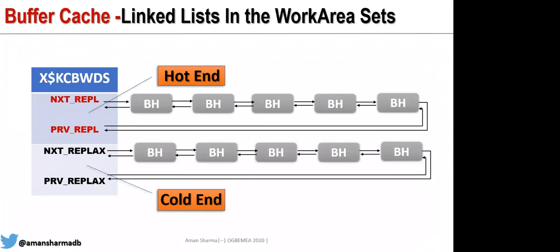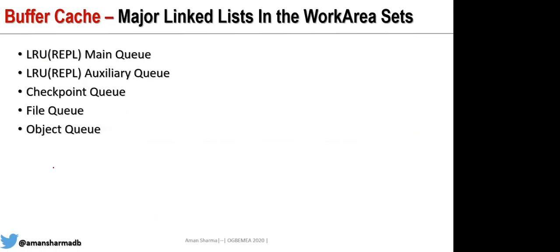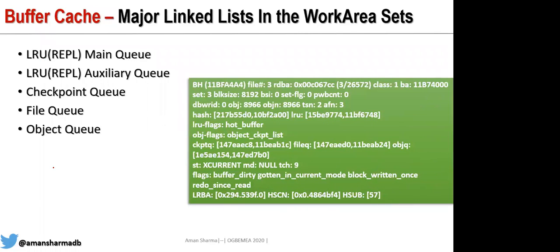Now, that brings us to a particular table. If you notice in X$KCBWDS, there is NXT_REPL and NXT_REPL_AX, which is the aux. So this is the main list and this is the aux list. Again, it's not really required to look into that, but if you check it out, this is the so-called hot list and this is the so-called cold list. And if you dump the buffer cache, you can see some of these things mentioned in the buffer cache dump as well.